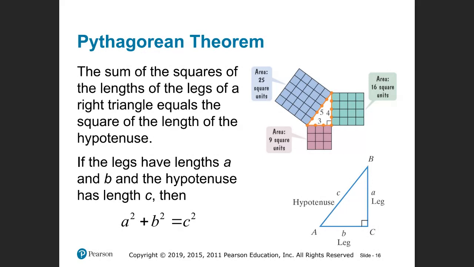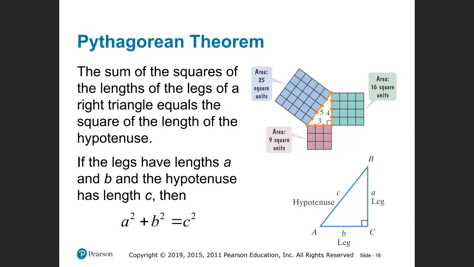Next, the Pythagorean theorem. This states that the sum of the squares of the lengths of the legs of a right triangle equals the square of the length of the hypotenuse. The legs are the two rays that go out from the right angle. The hypotenuse is opposite the right angle. If the legs have lengths A and B, and the hypotenuse has length C, then A squared plus B squared is equal to C squared.